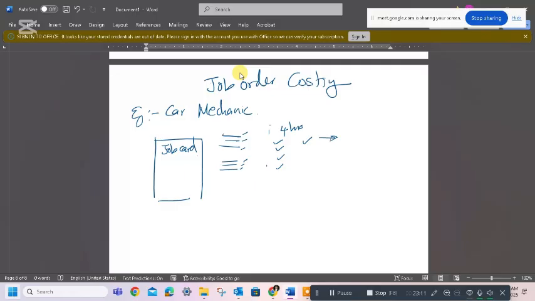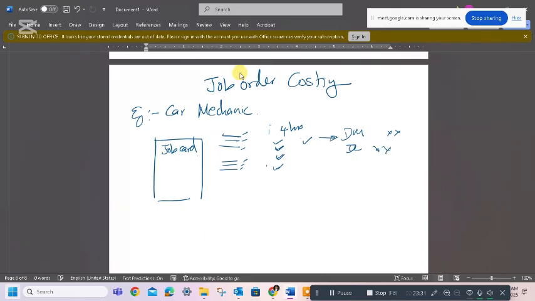So manager will take this job card and he will do the costing. How much of material has been done? Where does he see material? He can see here all the material taken has been recorded. So he will find the material cost. Labor hours and which laborers have worked on it have been recorded. So labor cost he will calculate.